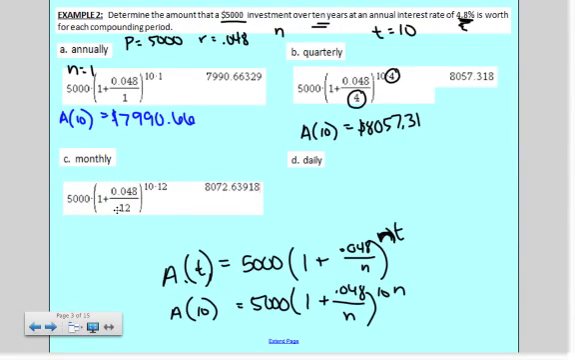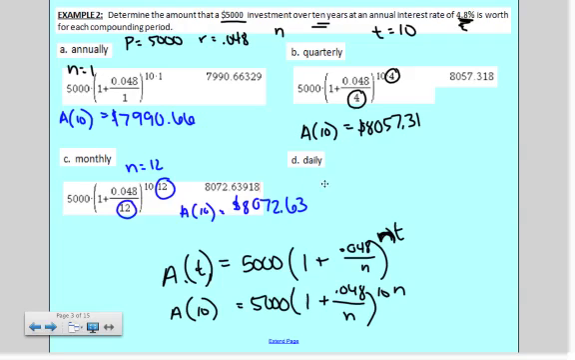For monthly, how many months are in a year? 12. So N equals 12. Every time we had N, it is now a 12. So A of 10 is $8,072.63. It looks gross, but it's going to round down.